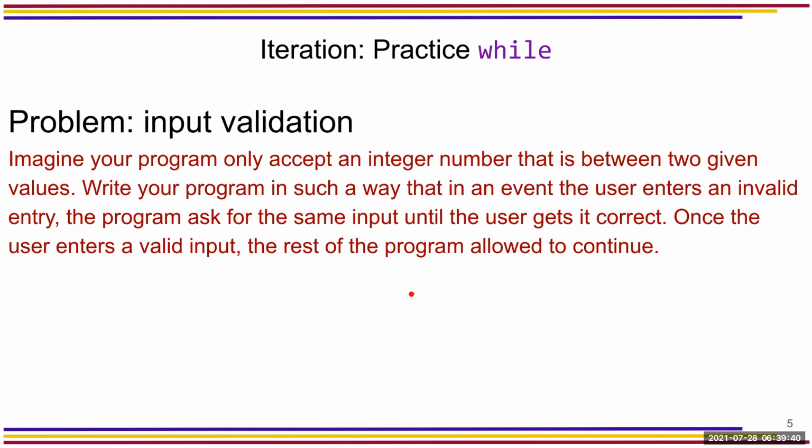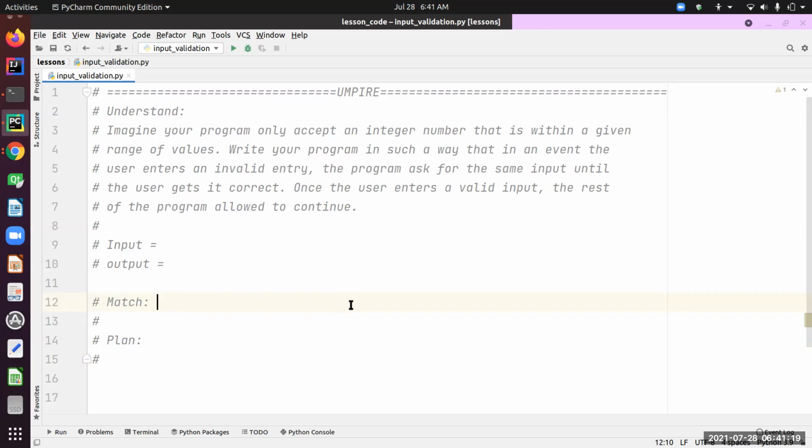Okay, so let's solve this problem. As usual, I copied my problem into my PyCharm. Let's figure out the input. It's a number, and this could be in string form, as we'll see. The output should be the validated number, and the validation criteria are given here.